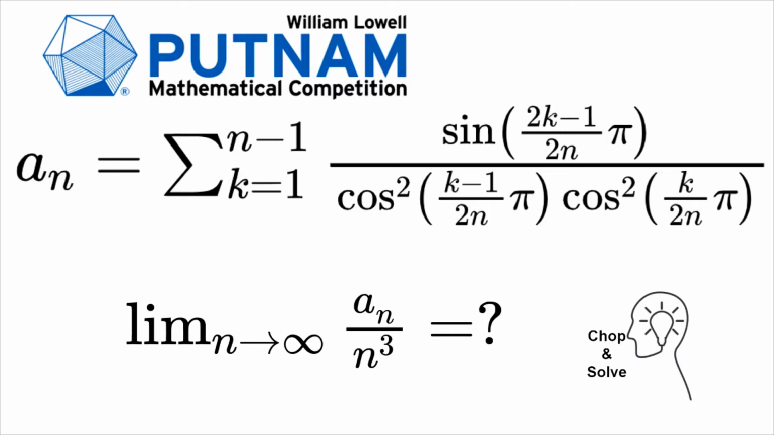The problem says: a_n equals the summation over k from 1 to n minus 1 of sin((2k minus 1)π divided by 2n) divided by cos²((k minus 1)π divided by 2n) cos²(kπ divided by 2n). Then the limit as n tends to infinity of a_n by n cubed equals what?